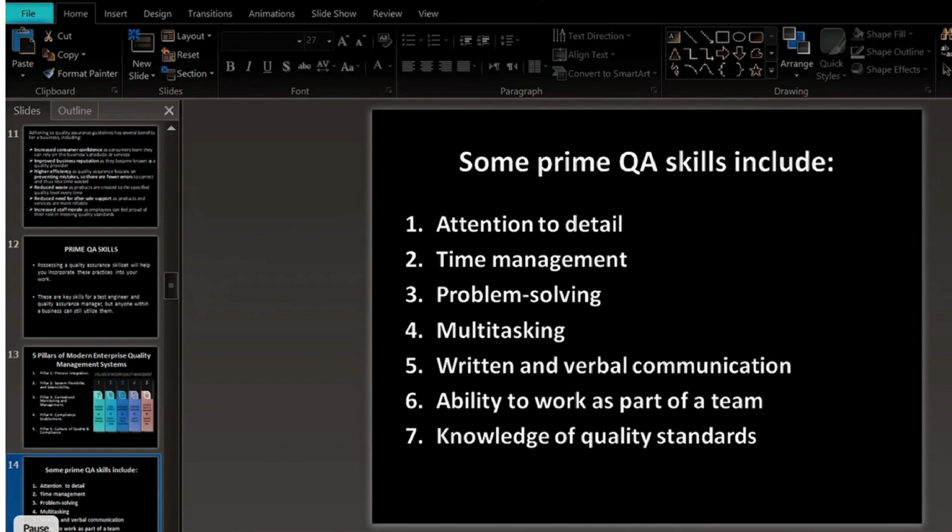Okay, so after learning multitasking, the QA skills actually include written and verbal communication as well, because आपने क्वालिटी एश्योरेंस और क्वालिटी मैनेजमेंट की जहाँ पे बात करते हैं तो वहाँ पे एक चीज को कभी भी इग्नोर नहीं कर सकते.